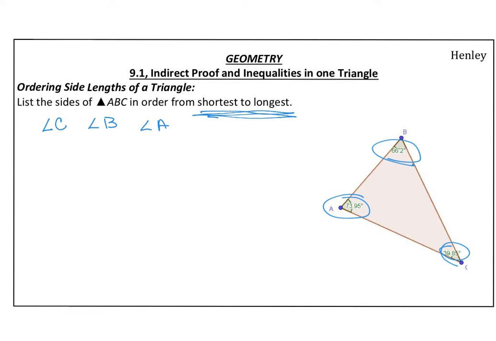So we list the side that is opposite each. The side opposite angle C is going to be AB. The side opposite angle B is going to be AC. And the side opposite angle A is BC. There's your answer.